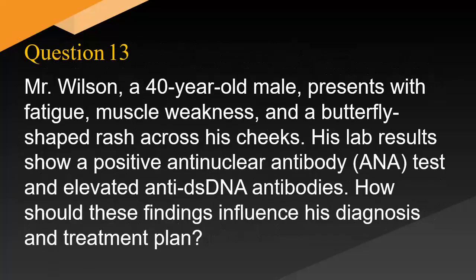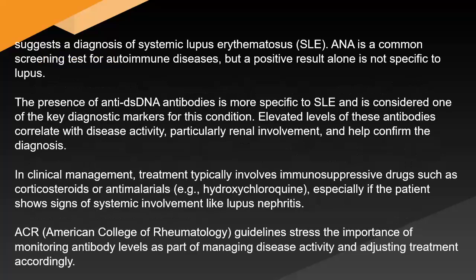Mr. Wilson, a 40-year-old male, presents with fatigue, muscle weakness, and a butterfly-shaped rash across his cheeks. His lab results show a positive anti-nuclear antibody test and elevated DNA antibodies. How should these findings influence his diagnosis and treatment plan? Answer. This suggests a diagnosis of systemic lupus erythematosus (SLE).